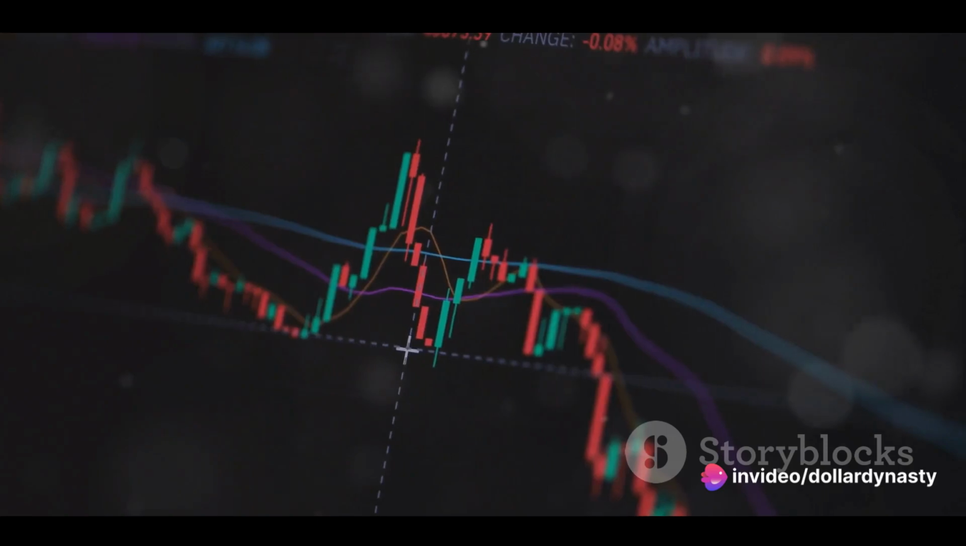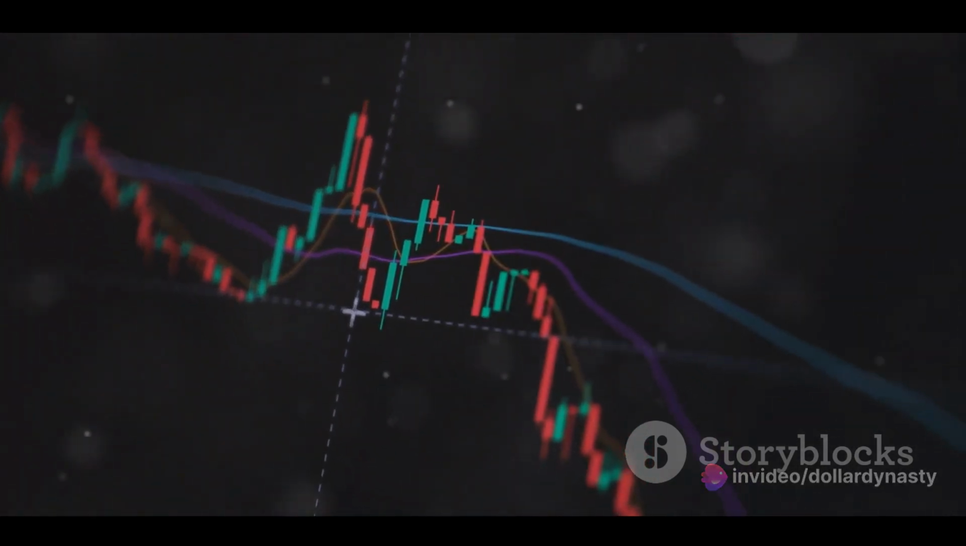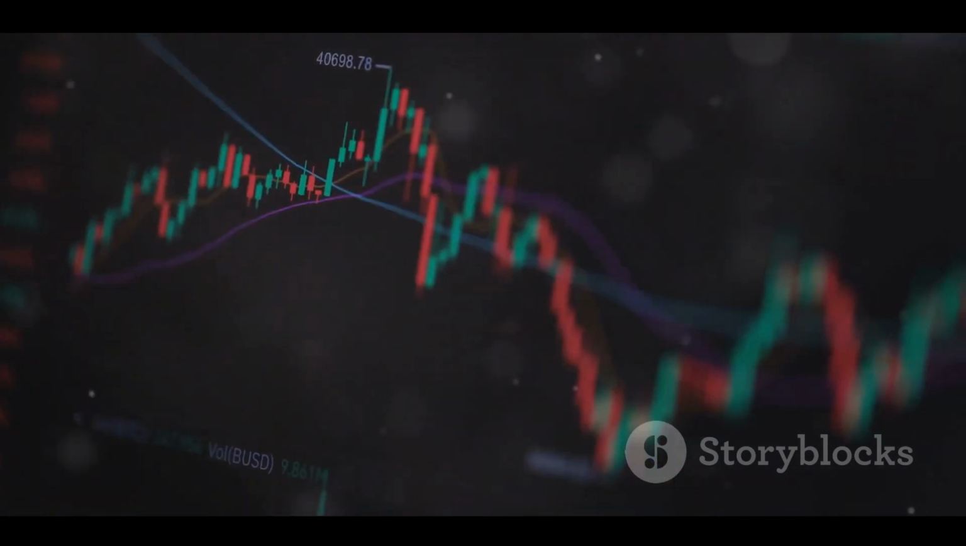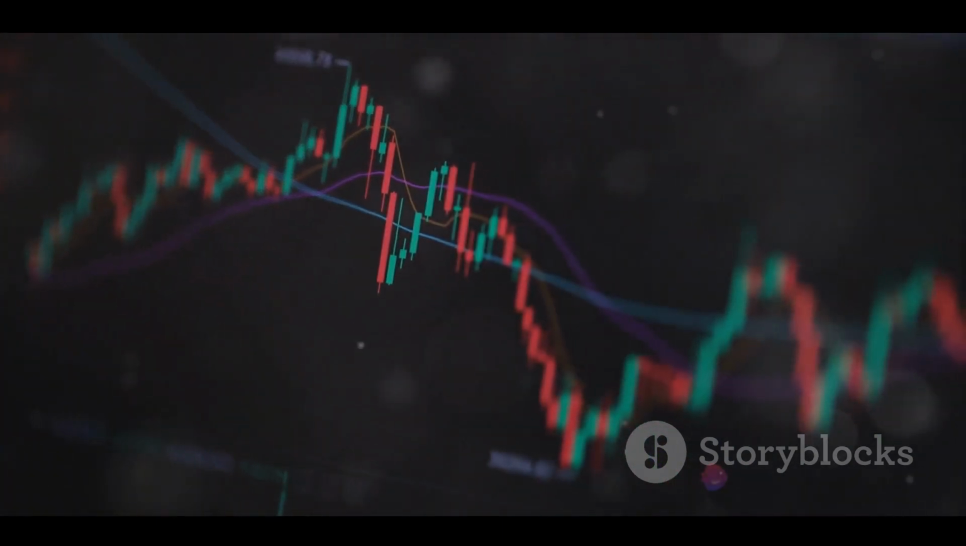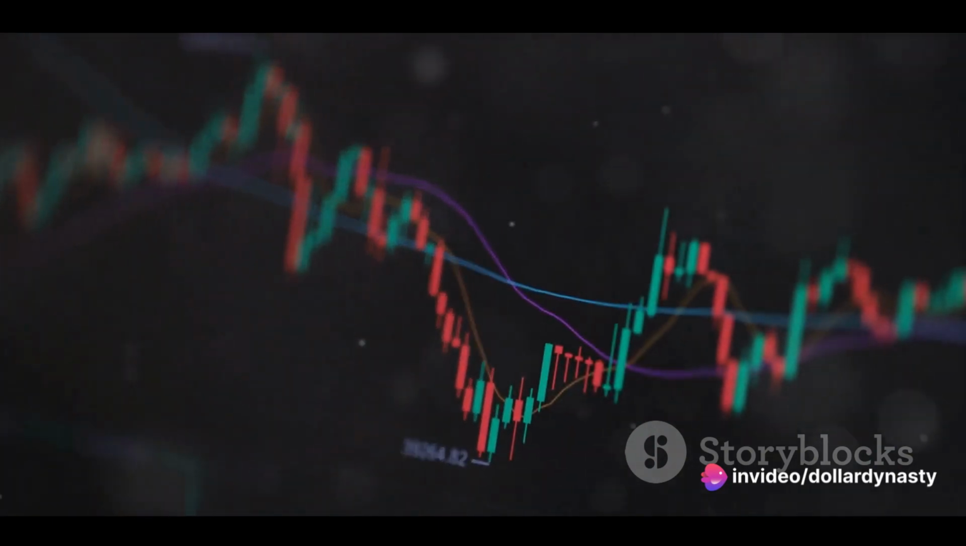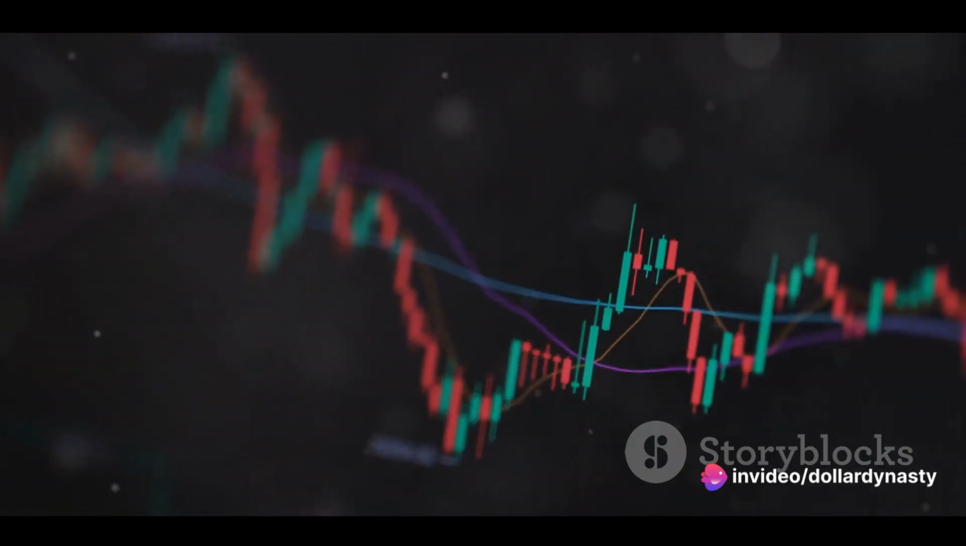Next, we have the volume bars. These vertical lines at the bottom of the chart show the number of shares traded during a specified period. The taller the bar, the higher the trading volume. High volume often indicates significant market activity or interest in a particular stock.